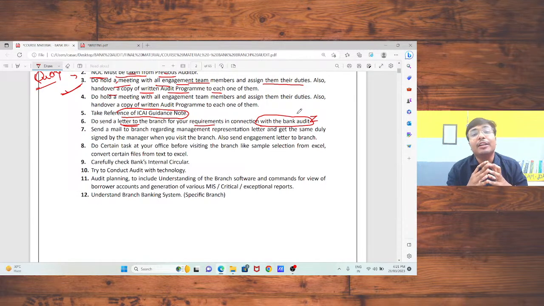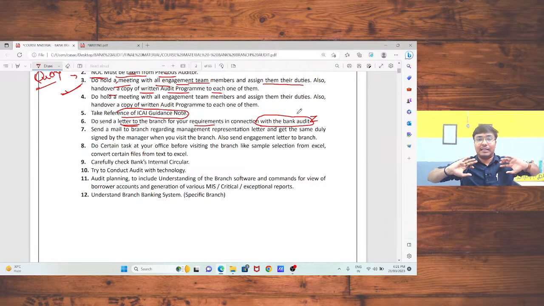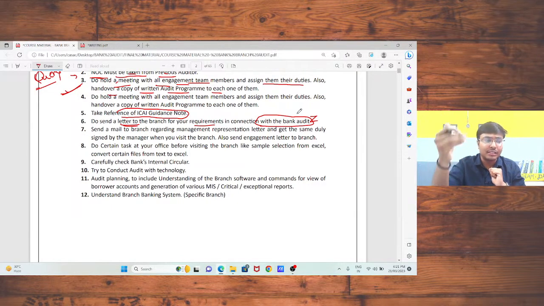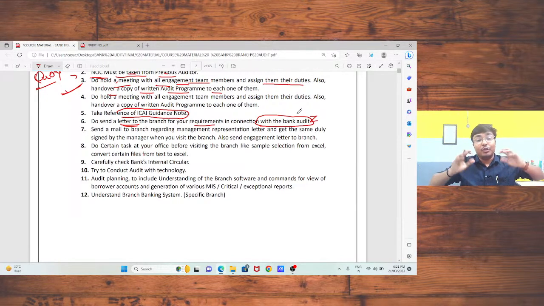In that letter we should mention our requirement, that what are the documents which we require for conducting the bank branch audit, and you should send those documents immediately, so that the analytical task, we can complete in our office itself before visiting the bank. For that purpose I am also going to discuss the document list which we need to demand from the bank branch manager before starting the bank audit work, and what work we need to do on those documents.